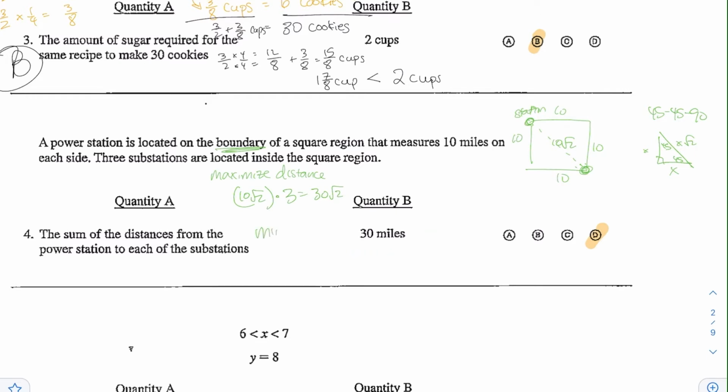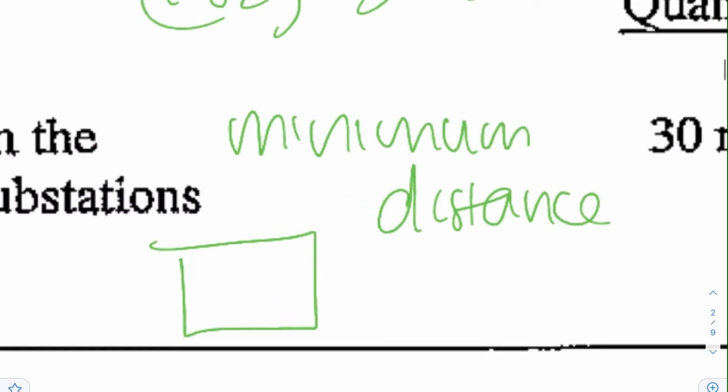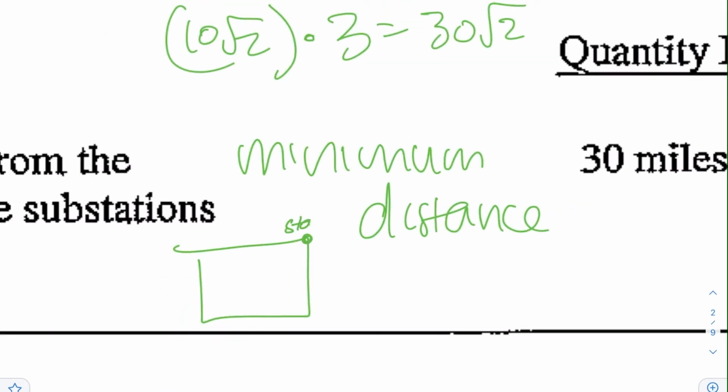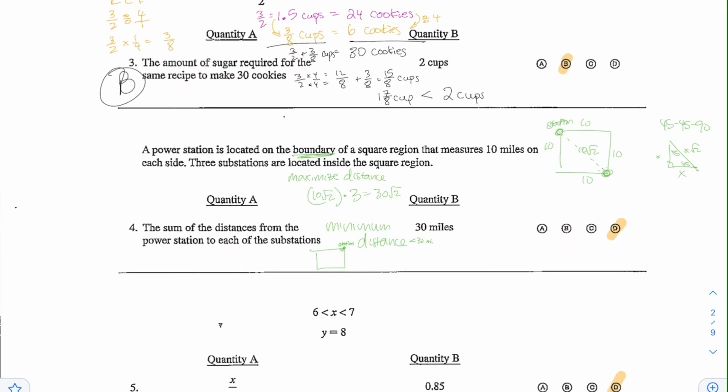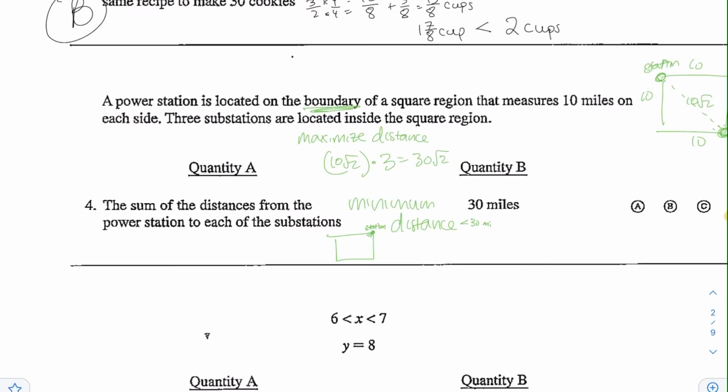Now, the minimum distance is if they're really close, and of course you can put the station on one corner, and the substations can be really close to that station. So it can also be less than 30 miles because it can be all within a mile. So the minimum distance can be less than 30 miles. What that means is that you can't really tell. Sometimes quantity A is bigger, other times quantity B is bigger. They could also be equal. So the answer is going to be choice D.